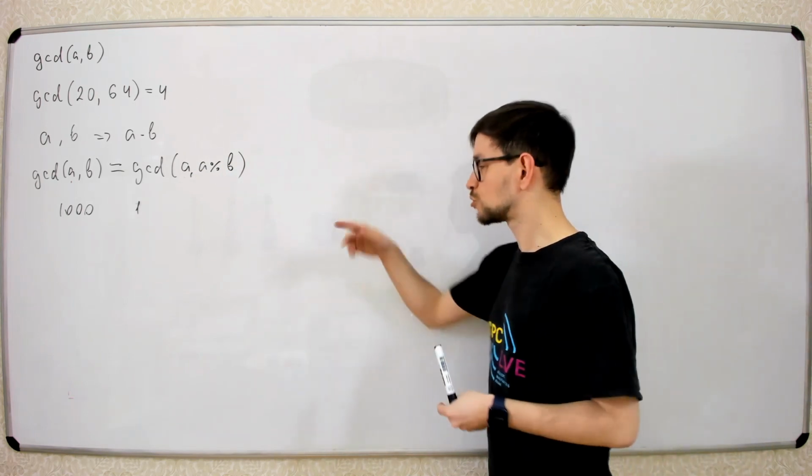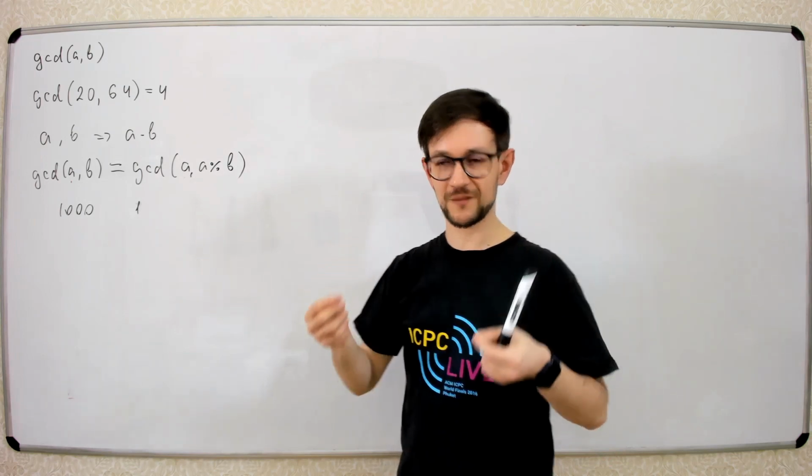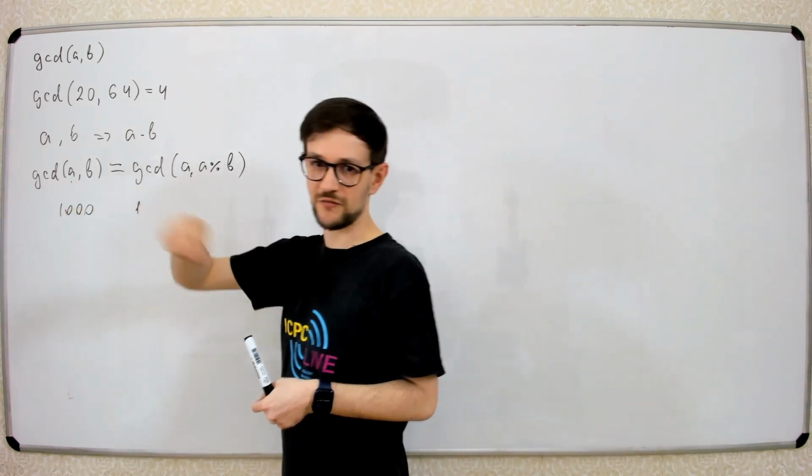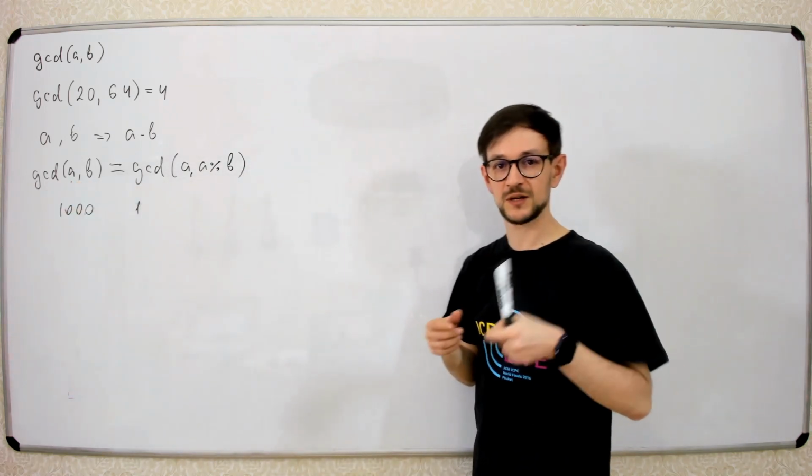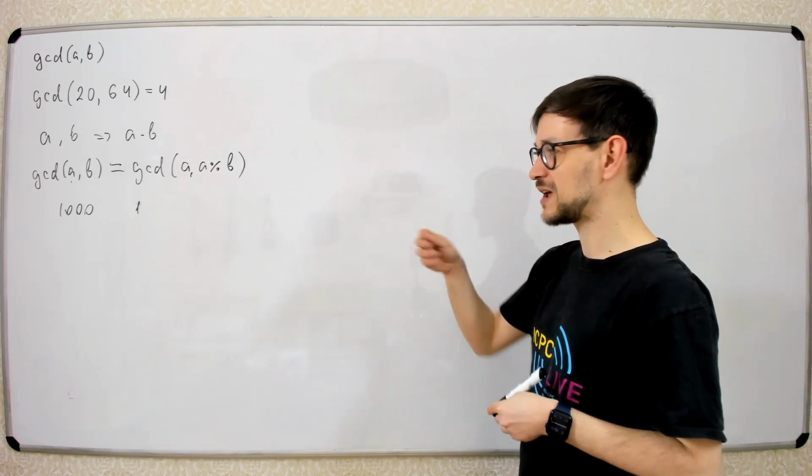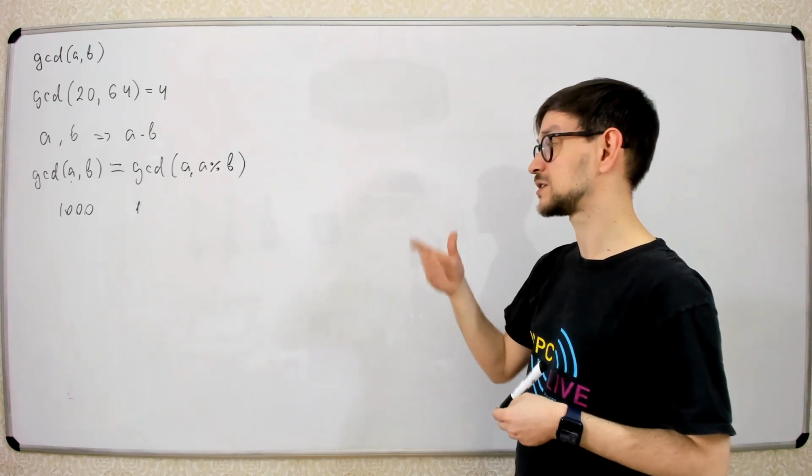Yes, you can do the same. So it's a symmetrical formula. You can subtract b from a or a from b, by the same reasoning. So a and b are symmetrical.